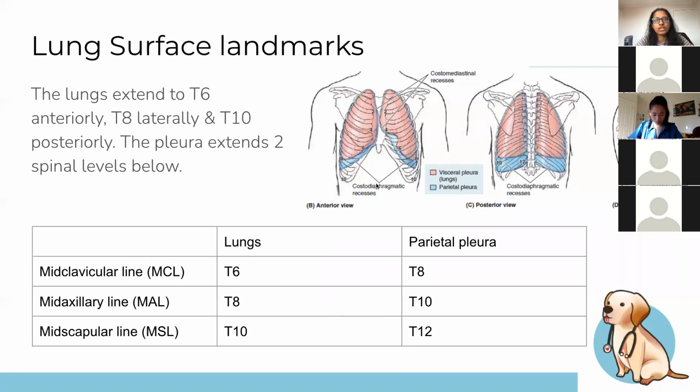So you can imagine that there's a space here for things like fluid to build up. Also, if you want to put a needle into your pleura to get fluid out, you can use these levels to make sure you don't accidentally shove a needle into your lungs, and that you're instead putting it into the pleural space.